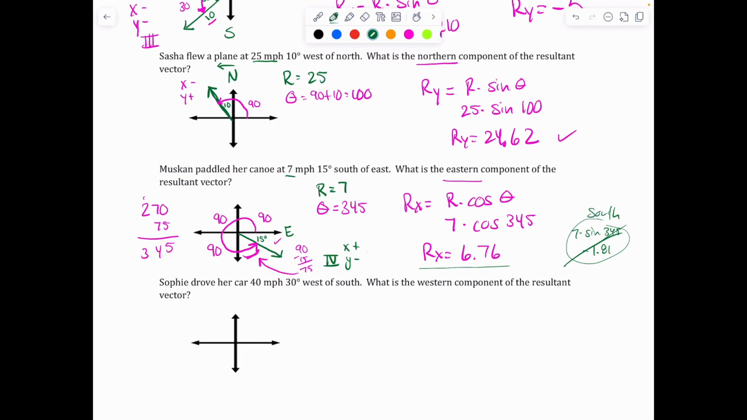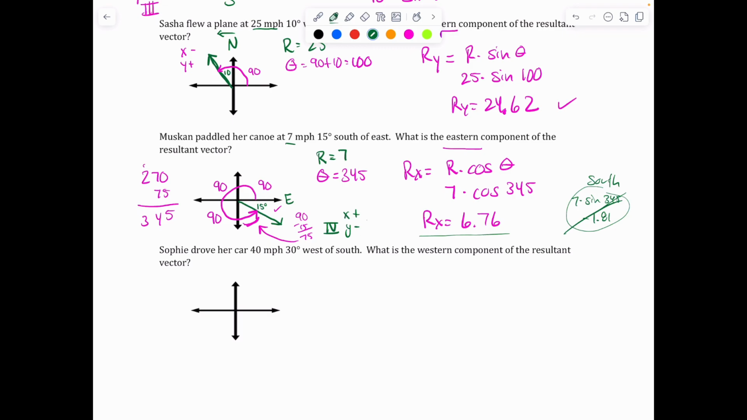Sophie drove her car 40 miles per hour, 30 degrees west of south. So here's south, and west is that way. So we're going to go 30 degrees west of south, something like this. So this is my 30 degrees west of south. That's where the 30 is at there, so be very careful. That's where our 30 is.